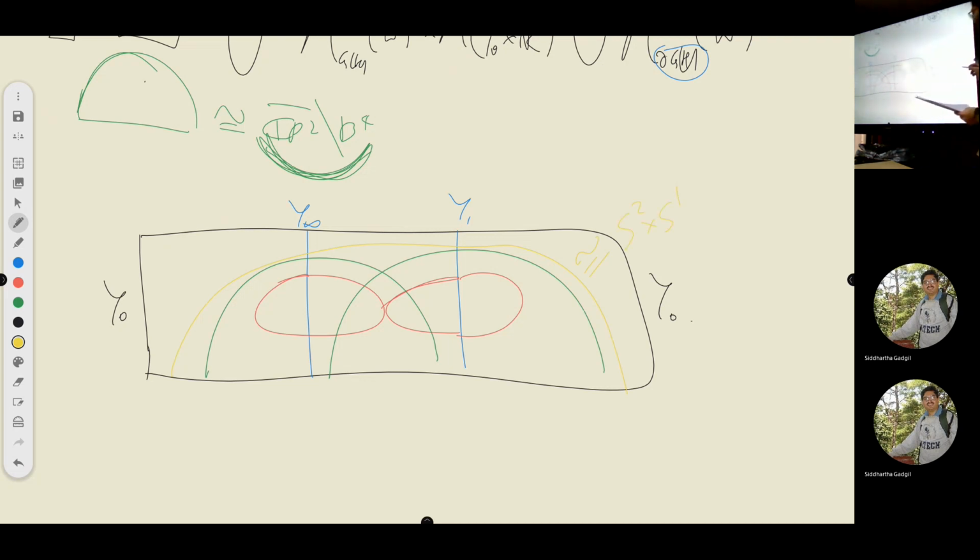This yellow one is homeomorphic to S2 times S1. And these green ones again are homeomorphic to S3. And y infinity and y1 are infinity surgery on K or 1 surgery on K. Okay, so now you get a pentagon of metrics over here.